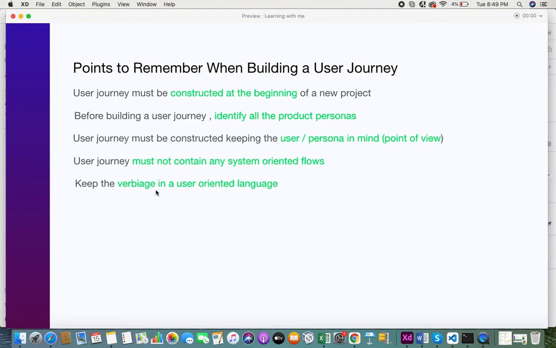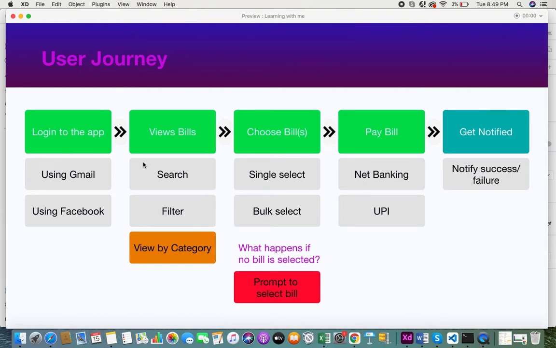And the next one is, keep the verbiage in user oriented language. That's something I mentioned in an earlier point. The vocabulary and terms you use to describe or put down your user journey all have to be from a layman's point of view, easily understandable, and not full of technical or jargon words. Here if you look at this abstract journey, it's very easy to understand: login, view bills, choose bill, pay bill, get notified. But when you want to define the different tasks below a particular activity, then you can go with technical words, like search, filter, bulk, single, and stuff like that.